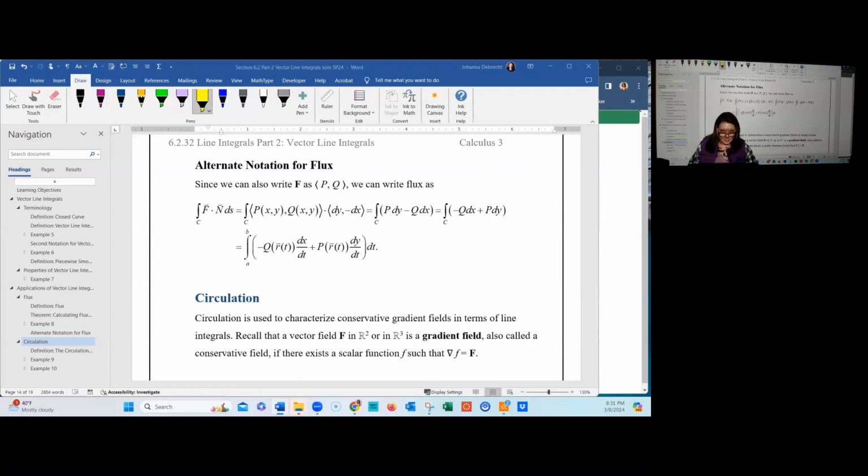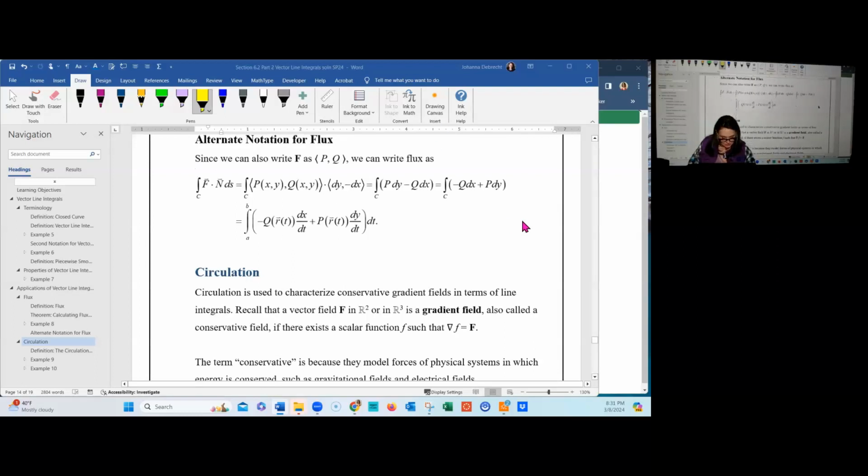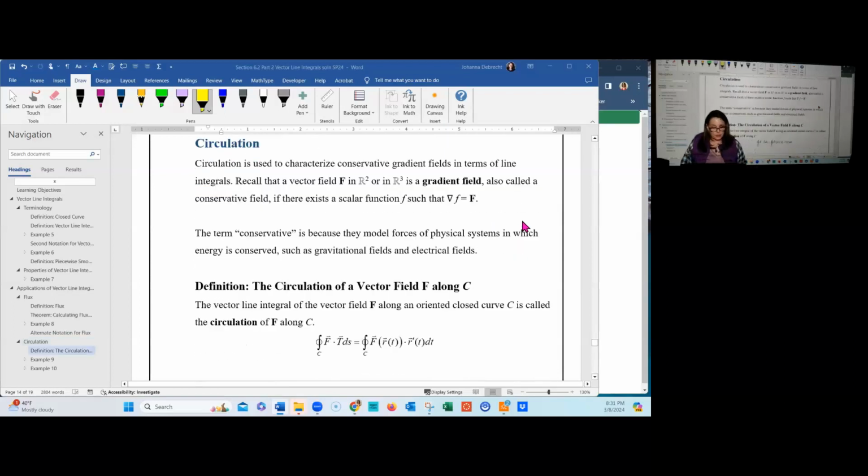We have one last topic to discuss, which is circulation. We've already actually computed a circulation when we computed the vector line integral around the triangle. Circulation characterizes many gradient fields, in other words, conservative vector fields in terms of line integrals. There's a strong relationship between being a conservative vector field and the value of the circulation. We'll see this coming up again and again.